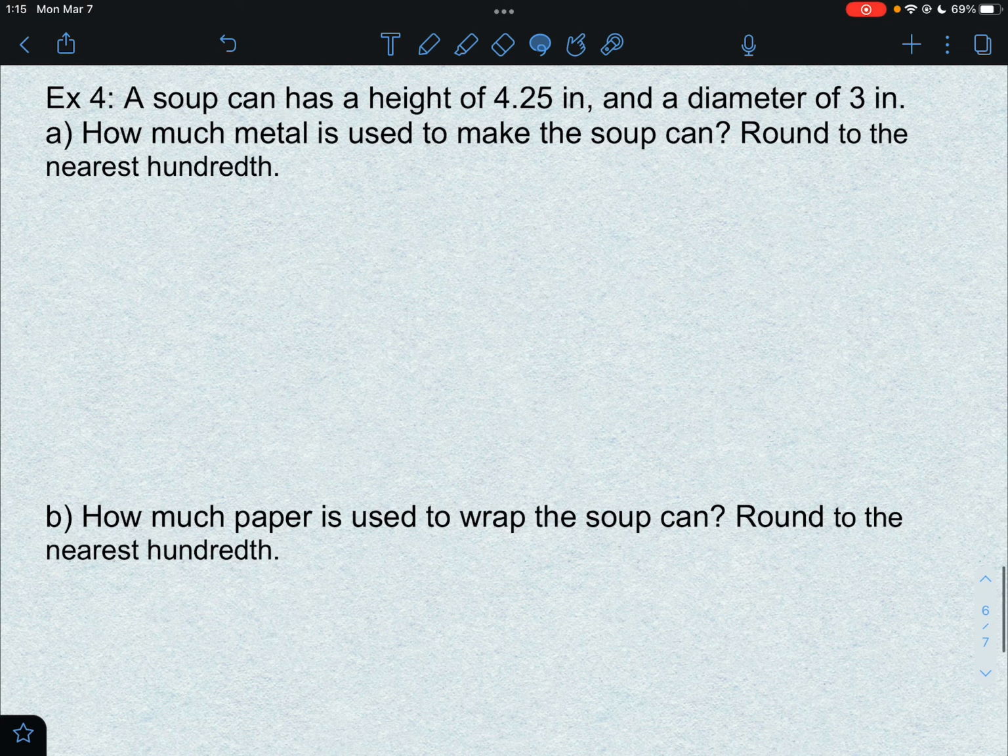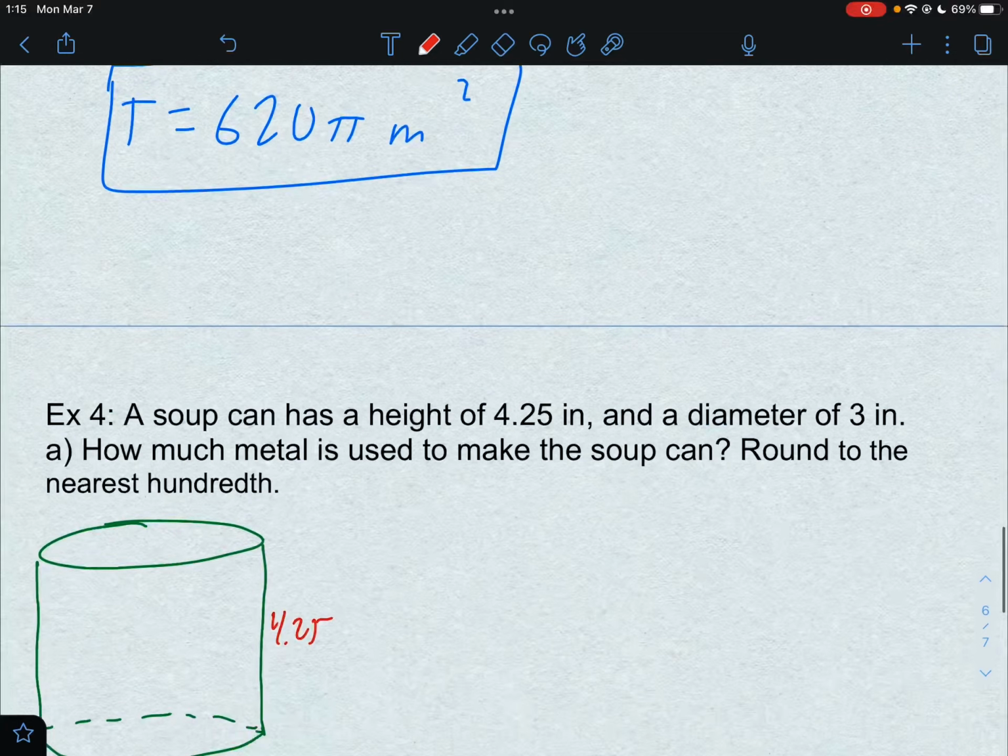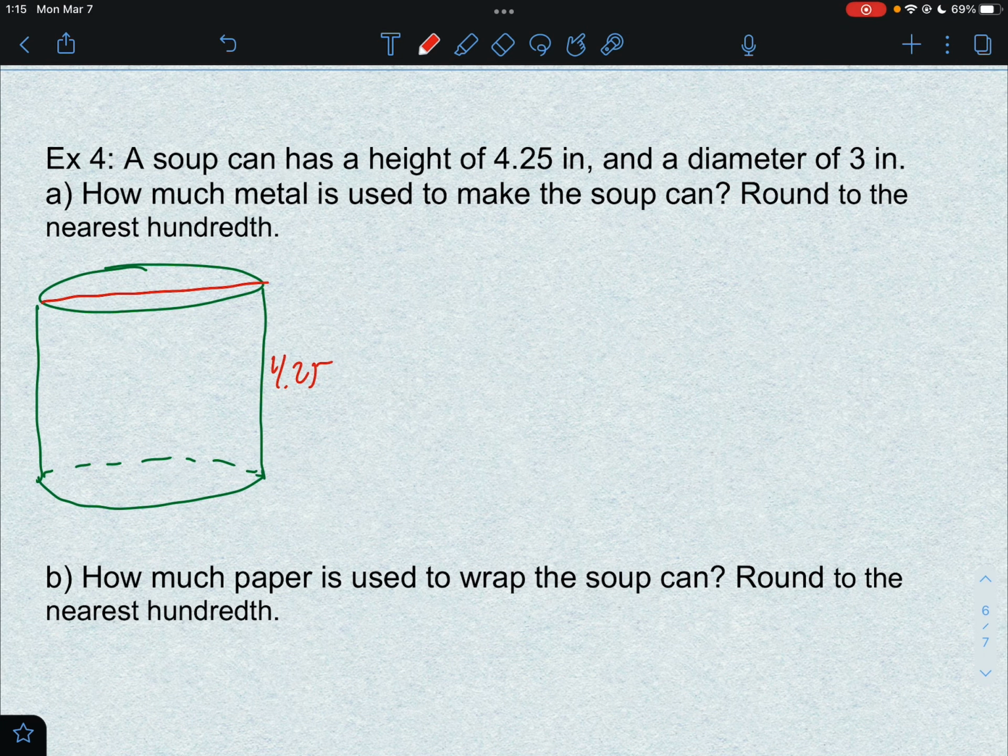Number 4, a soup can has a height of 4.25 inches and a diameter of 3 inches. How much metal is used to make the soup can? Round to the nearest hundredth. First of all, let's draw a quick cylinder here, whose height is 4.25 and whose diameter is 3, which means that the radius is half of that, 1.5.